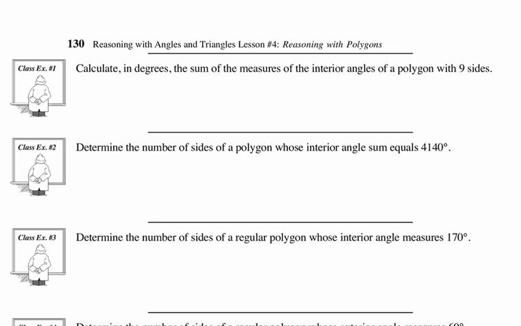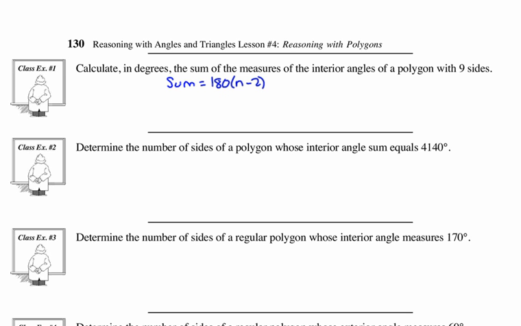All right, calculate in degrees the sum of the measure of interior angles of a polygon with n or 9 sides. So our formula, which you should get in the habit of writing out, is the sum of all the angles is equal to 180 times n minus 2. If you have that on your formula sheet, then we can just substitute and solve for whatever it is we're looking for.